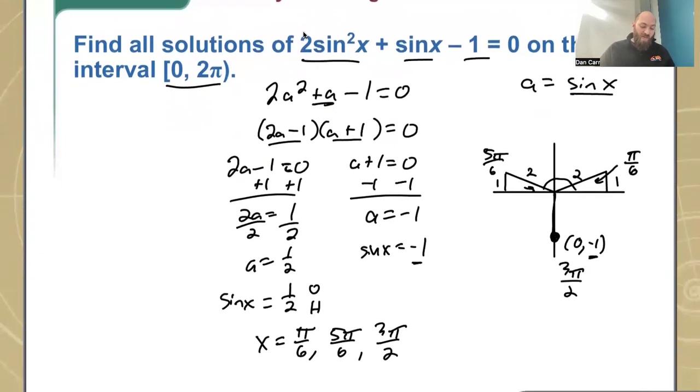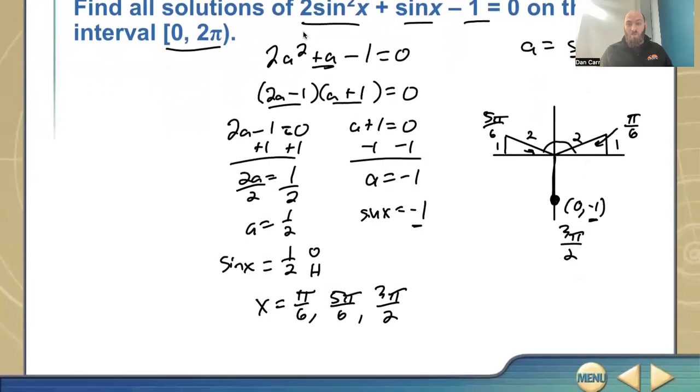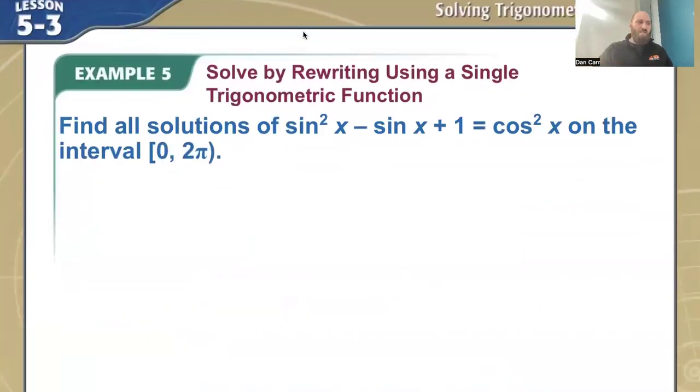Okay, so that's using our factoring or quadratic formula to help solve for this one. I like basically taking out the sine of x and then plugging it back in to make it work out that way. All right, find all solutions of this equation here.